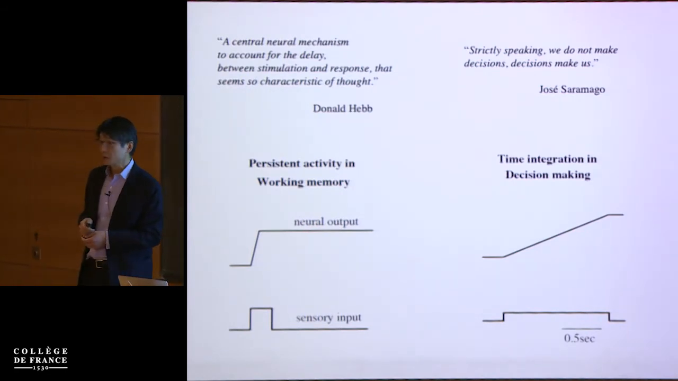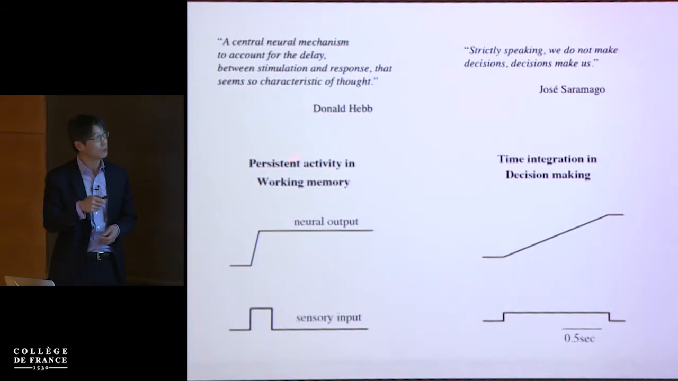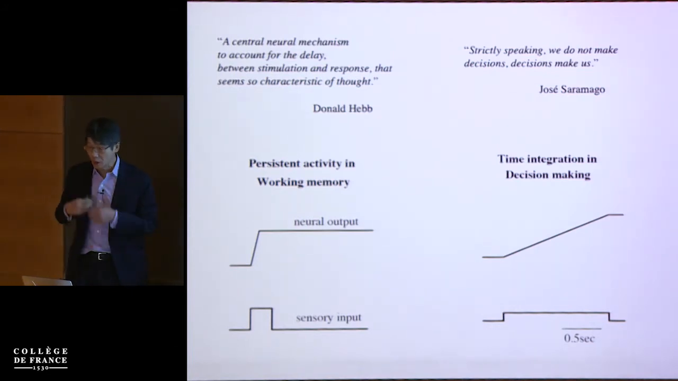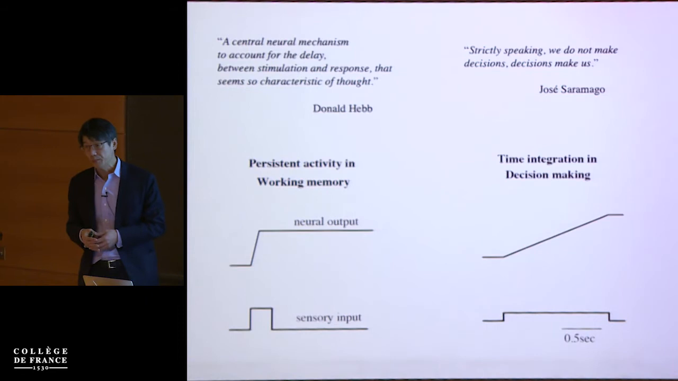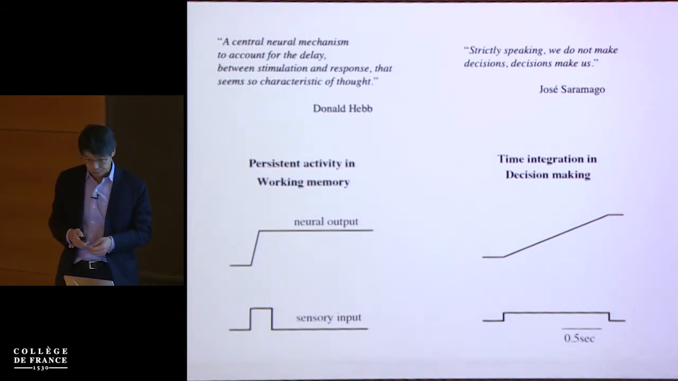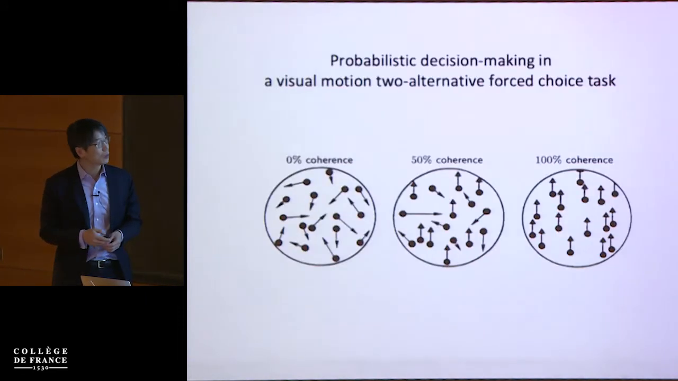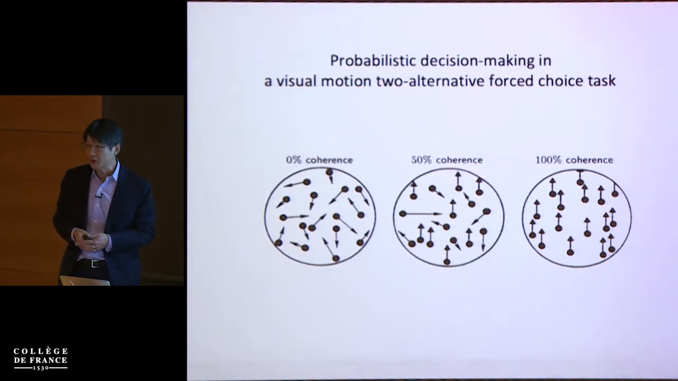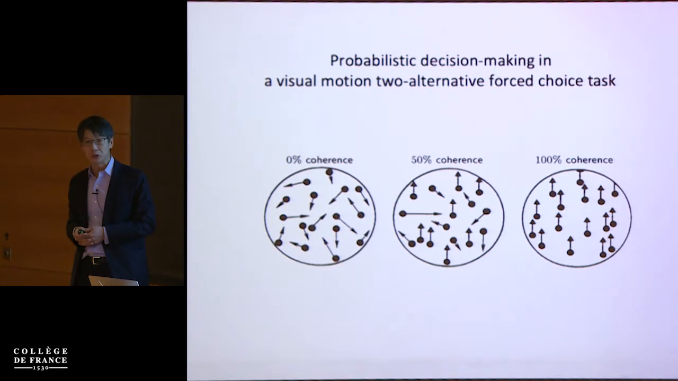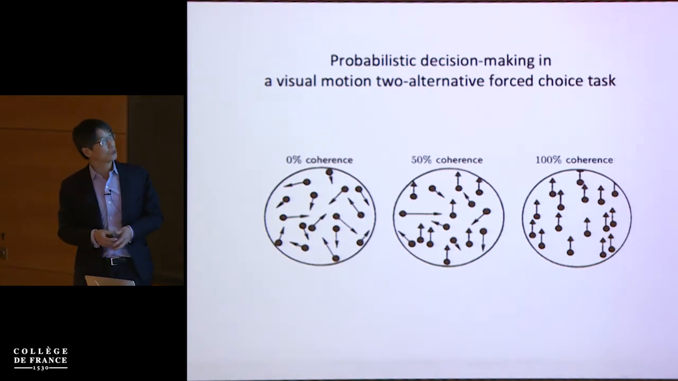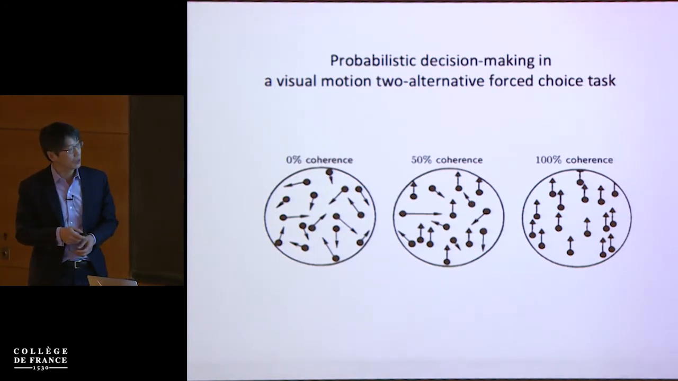So today I'm going to talk to you about how you use exactly the same local circuit originally designed for working memory to look at decision-making computations. Let's start with a very well-known and rather simple, elegant perceptual decision-making task called the two alternative forced choice task.